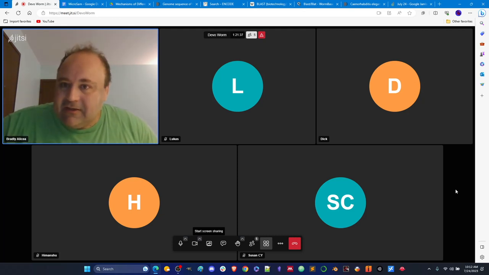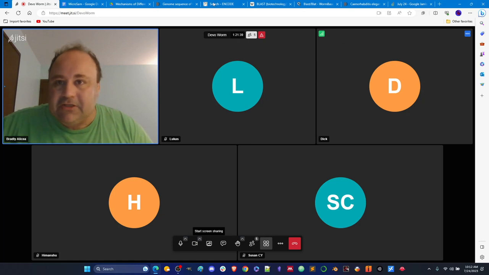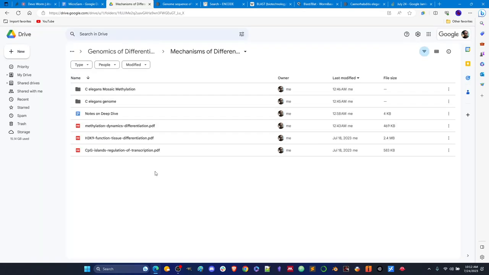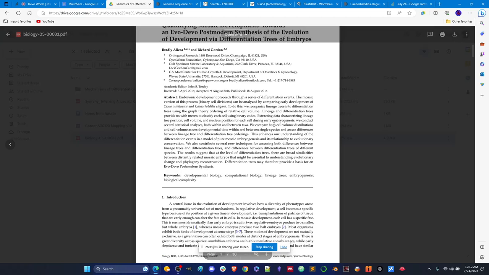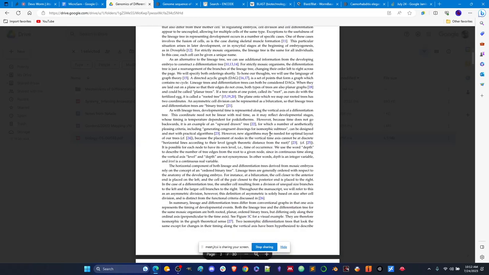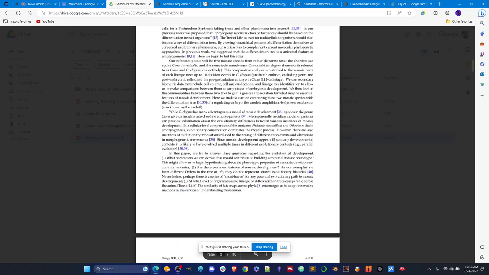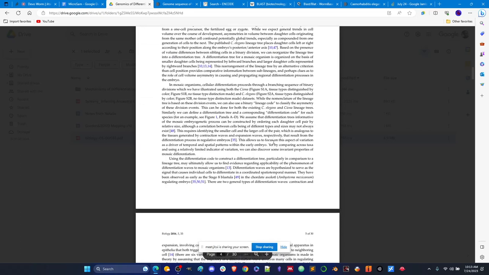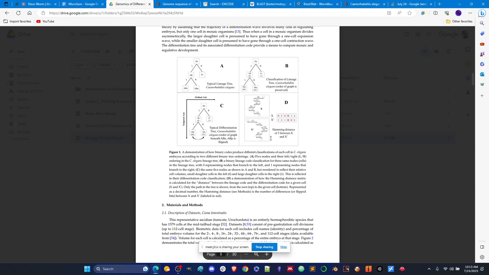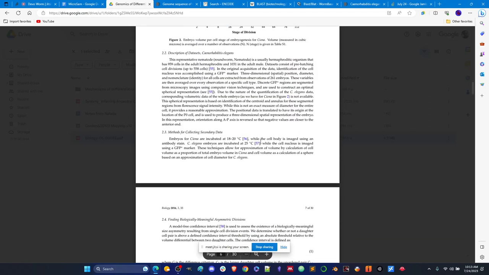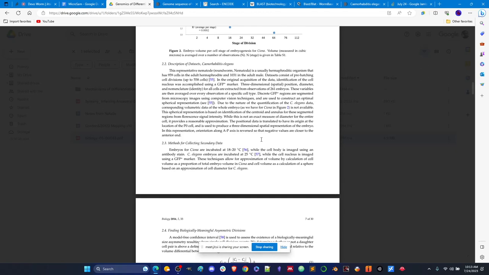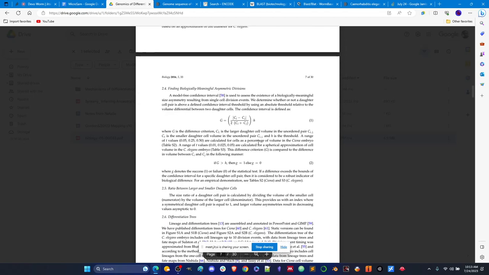differentiation code. And we did some work on the differentiation code in 2016. Our paper in 2016 has a title that's not really what I'm looking for in this paper, but we did generate differentiation trees for C. elegans and for Ciona intestinalis, which is a sea squirt. We generated those in this paper, and we evaluated the lineage trees with respect to differentiation.